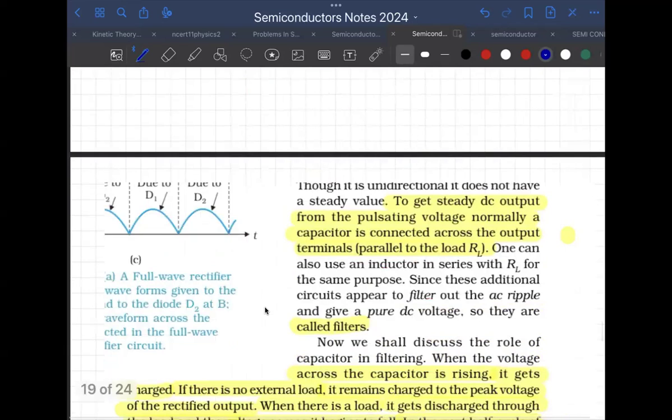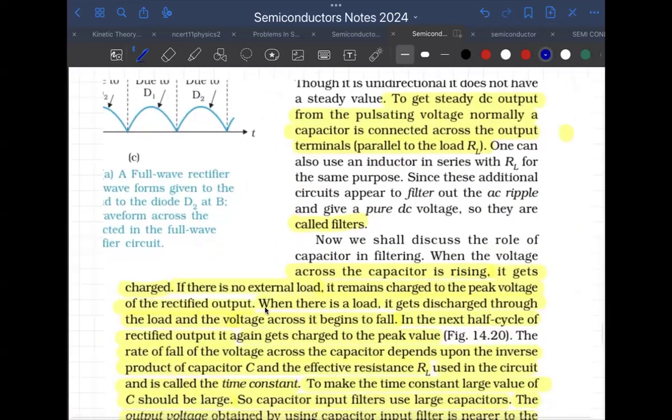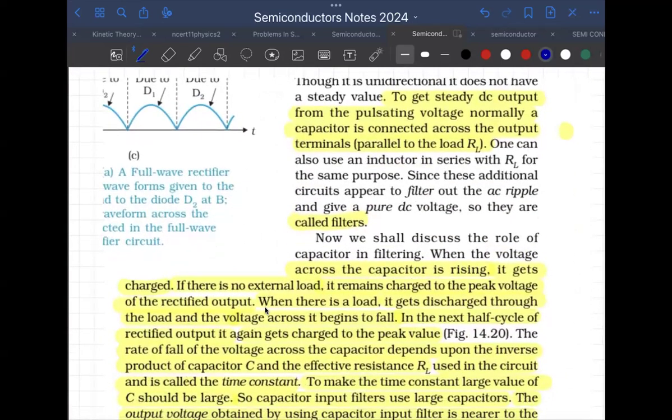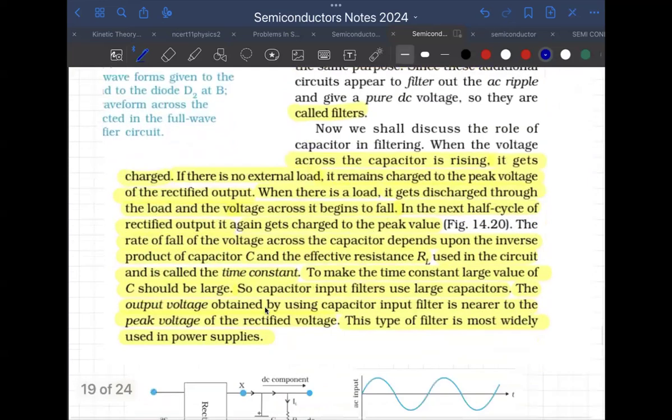The reason is clearly explained here. To get steady DC output from the pulsated voltage, normally a capacitor is connected across the output terminals, parallel to the load resistance. One can also use an inductor, of course. Always, to separate AC from DC, you have two options, capacitor as well as inductor. But in this case, we prefer a capacitor. These are called filter circuits. So why is a capacitor used?